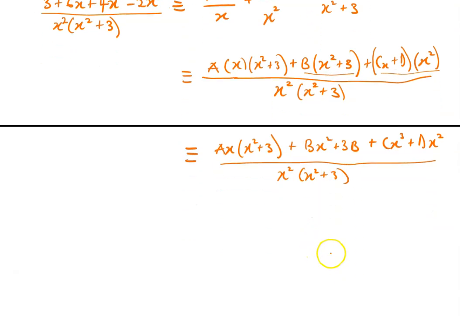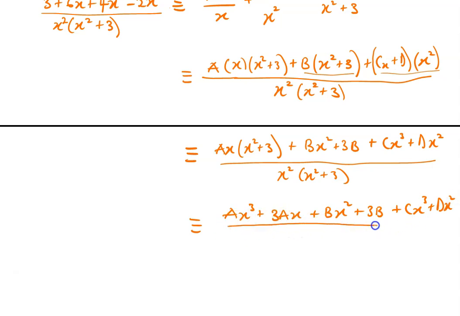Very good. So what again? I can simplify the left side now. I'm going to get ax cubed plus 3ax plus bx squared plus 3b plus cx cubed plus dx squared. All on what? All on x squared into bracket x squared plus 3. So now they are identical. Very good. Right, they are the same.